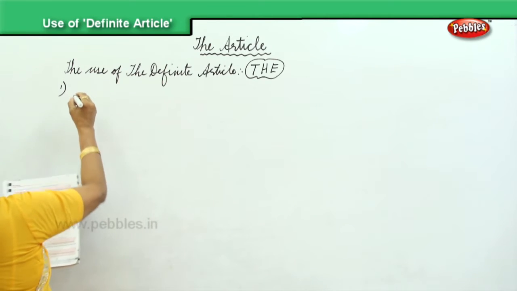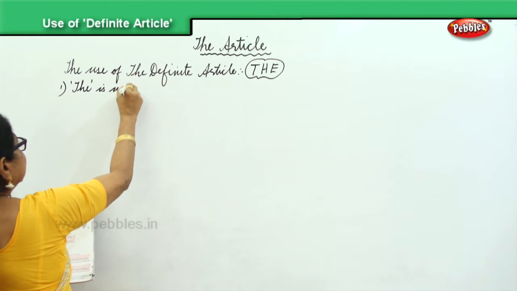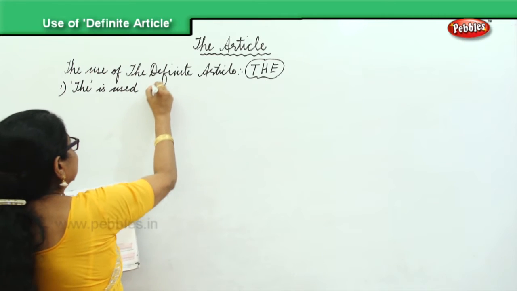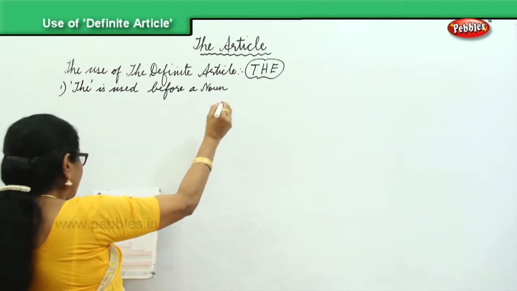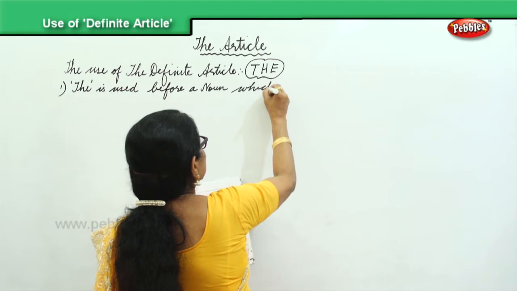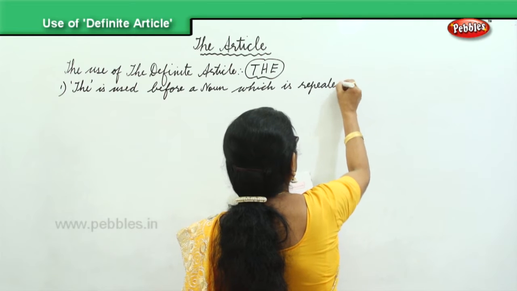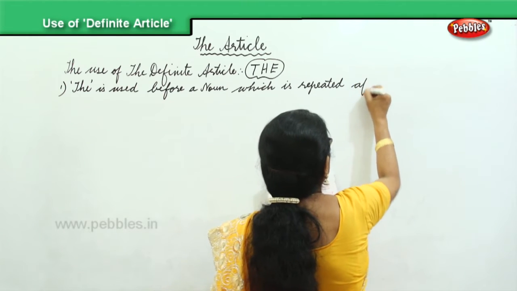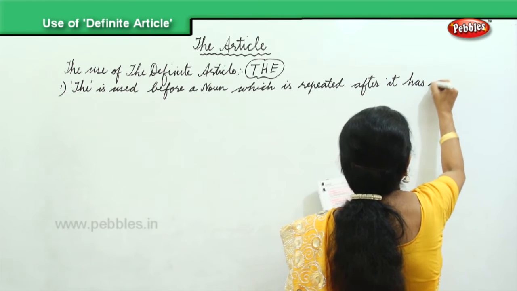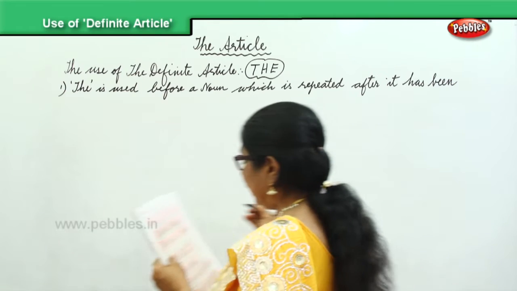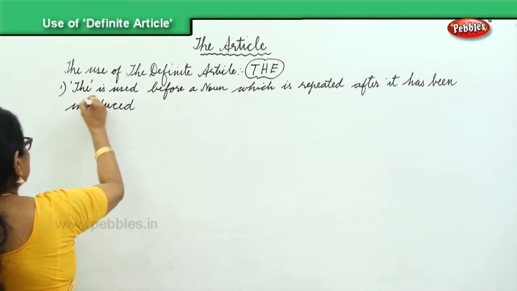First type. The is used before a noun which is repeated after it has been introduced once.